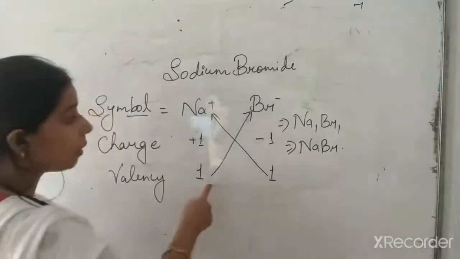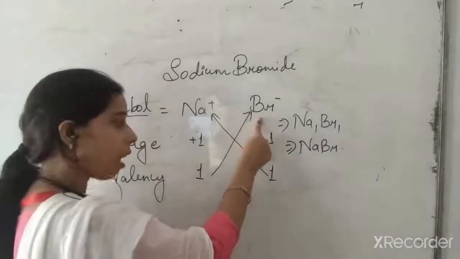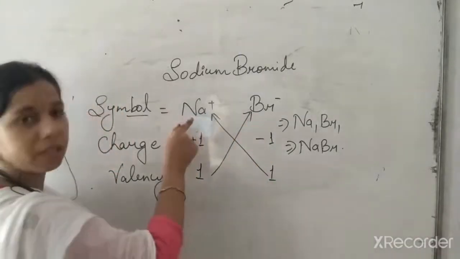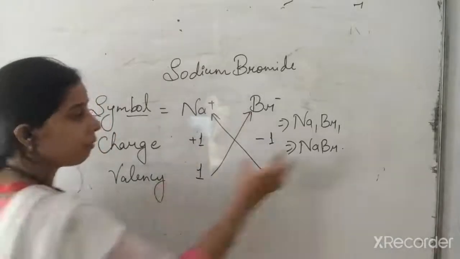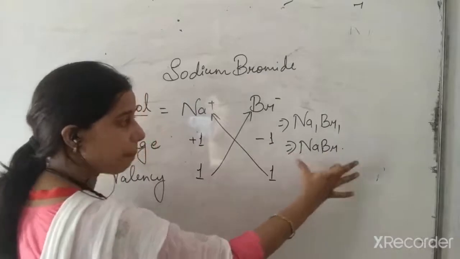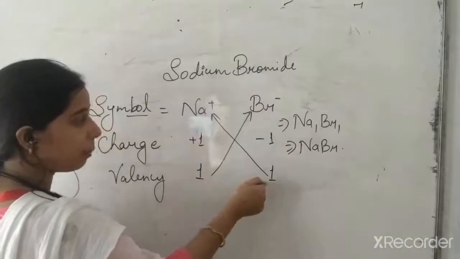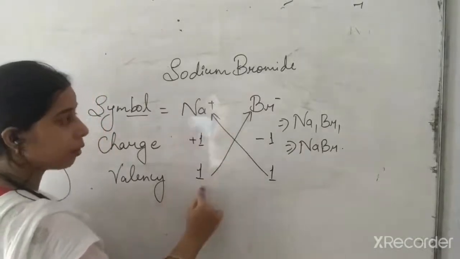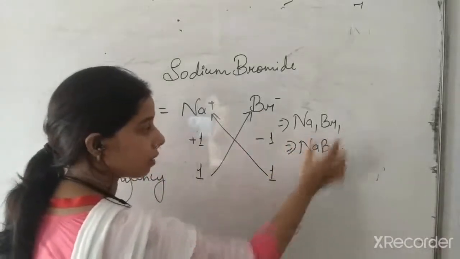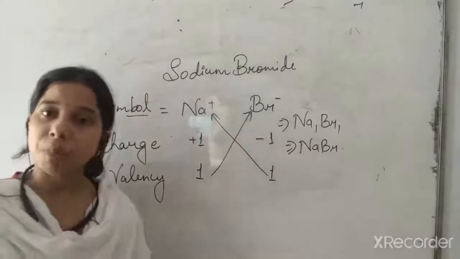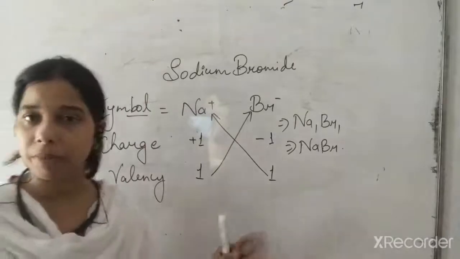Next step, we will crisscross each other's valency. The 1 will get multiplied with that of Br, and that 1 goes to the first one. So here the crisscross of the valency occurs, and then we formulate the formula of the compound. Here 1 will be the subscript of sodium and 1 will be the subscript of bromine. So Na1Br1 means NaBr. By this we are able to find the formula. We will see some more examples so that the concept will be very clear to us.